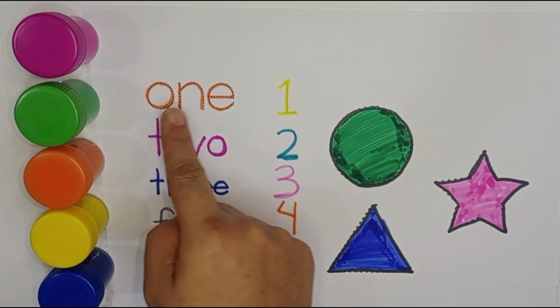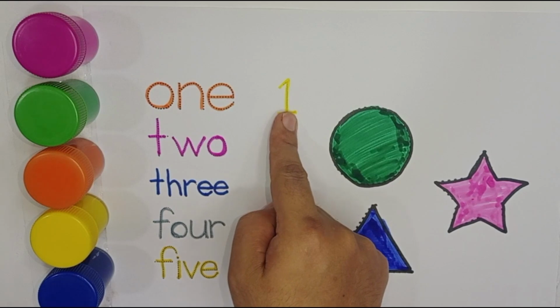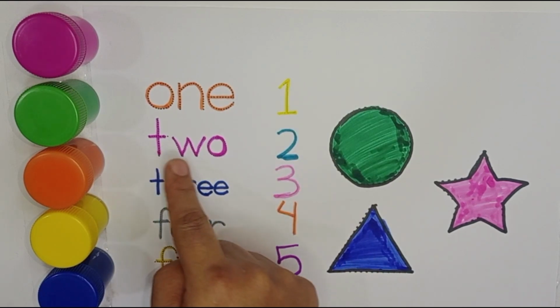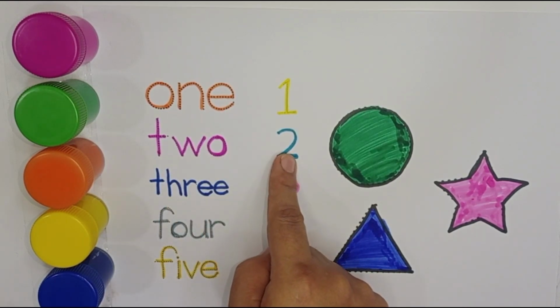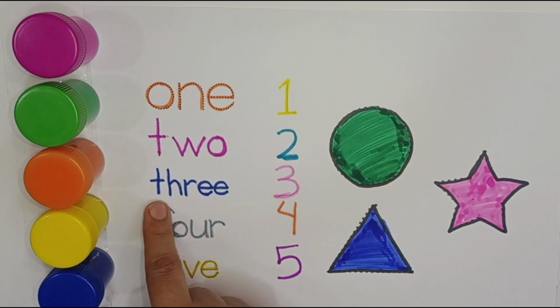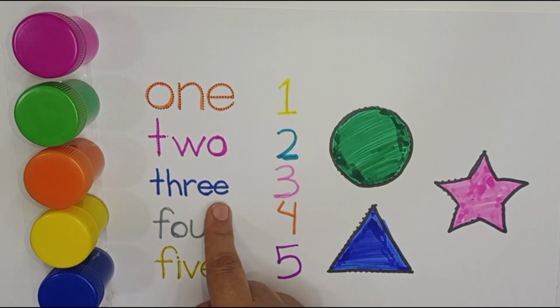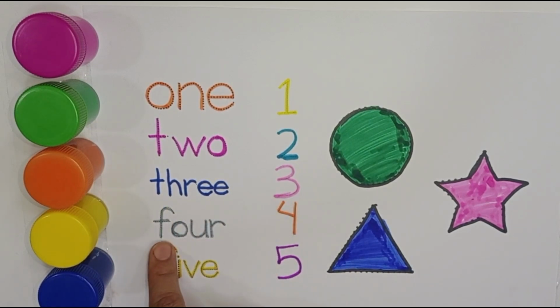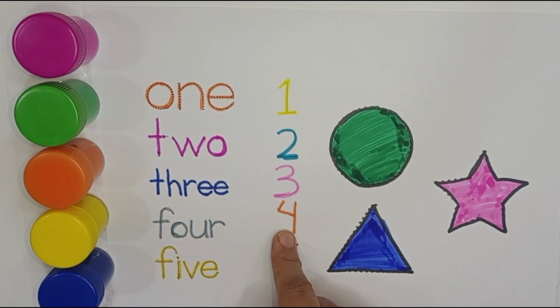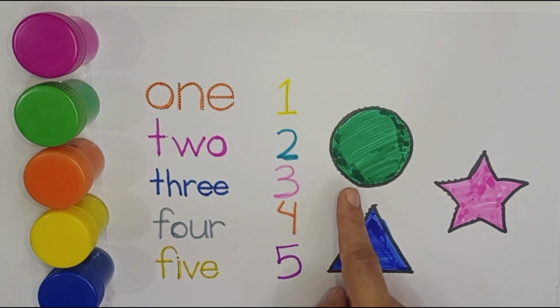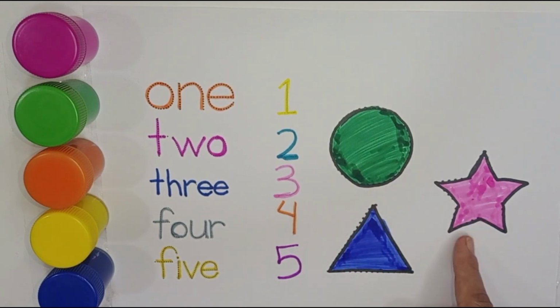One. O-N-E 1. 2. T-W-O 2. 3. T-H-R-E-E 3. 4. F-O-U-R 4. 5. F-I-V-E 5. Circle, star, triangle.